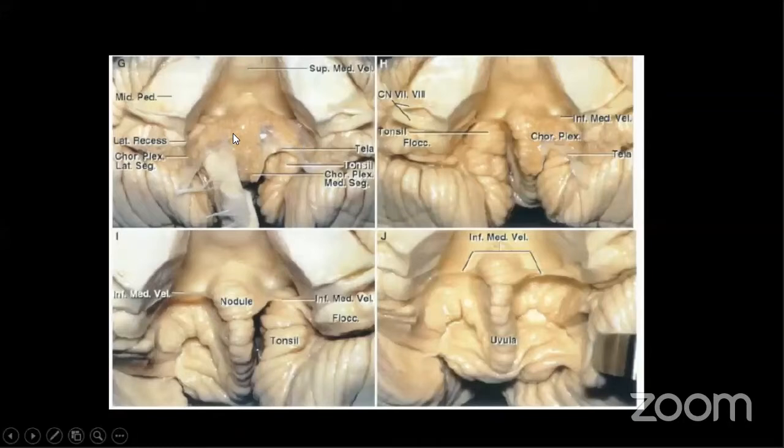And we can see these woolly structures inside the tela choroidea. These are the choroid plexus. Now we have removed the choroid plexus on the right side, so we can see the posterior relation of the roof inferior slope, that is tonsil and flocculus.